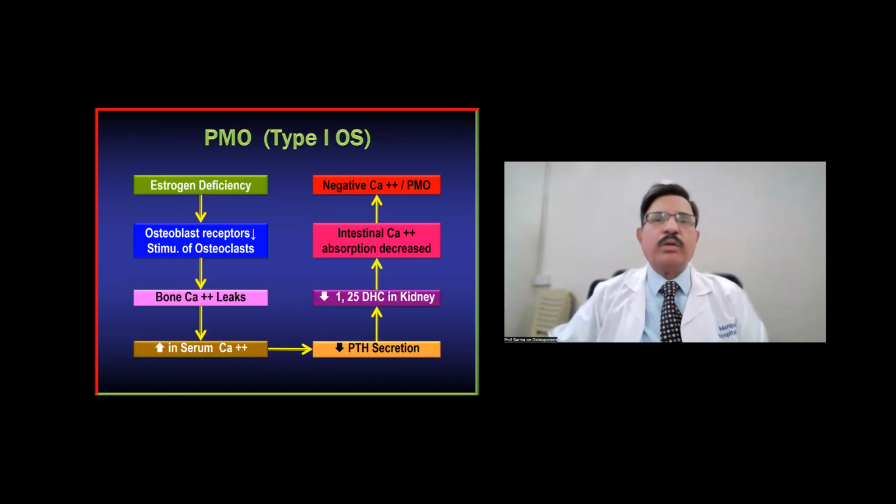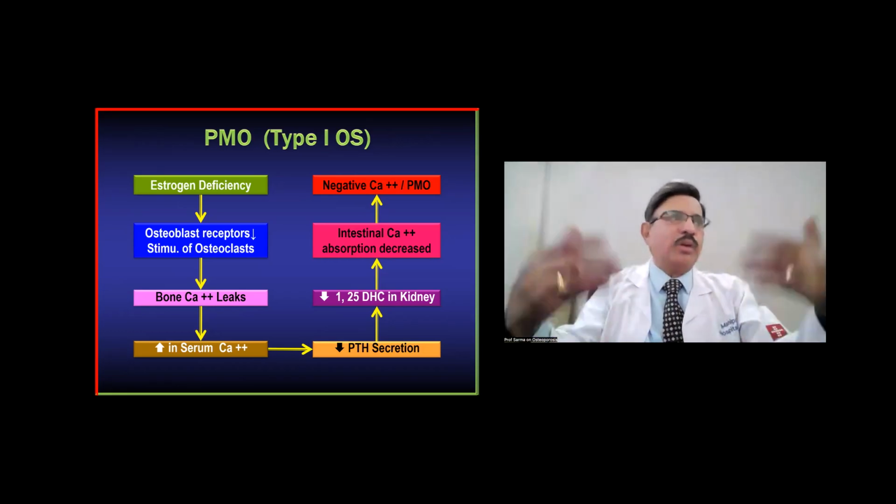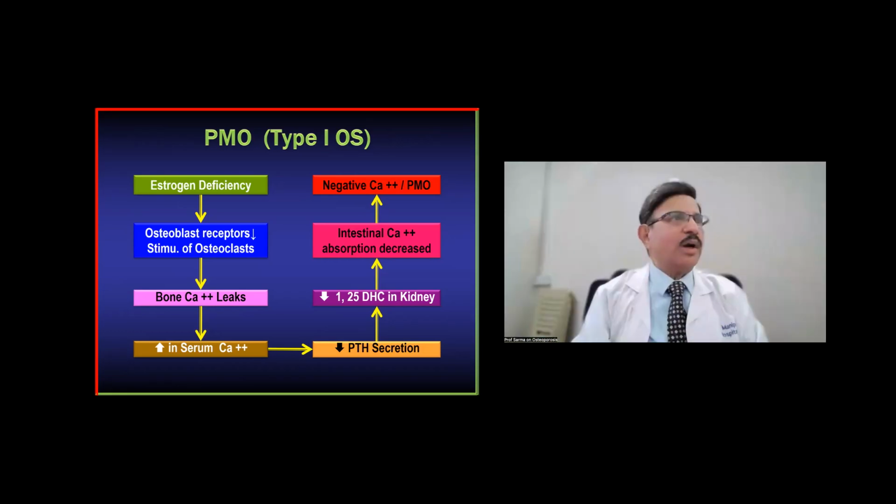So we are now going to discuss each one of them separately. PMO, postmenopausal osteoporosis, also called type 1 osteoporosis. How does it occur? Estrogen deficiency. Estrogens are very important for osteoblastic activity. Osteoblastic receptors are sleeping because there is no estrogen, and there is stimulation of the osteoclasts. Bone-depositing fellows are not there; bone-removing fellows are activated and go on removing bone.